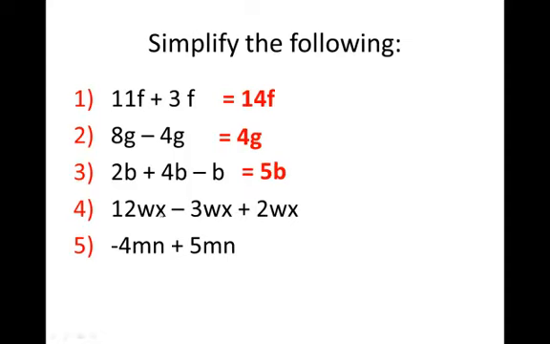Now the next one, the WX family, are all in the same family there. 12WX minus 3WX leaves you with 9WX, plus 2WX gives you 11WX. And the last one, remember the negative is important that you consider that. Negative 4mn plus 5mn, you need to think about the number line, you would end up just with mn, one lot of mn. You don't need to write the 1 in front of it. Okay, if you had problems with these, please contact your teacher now.